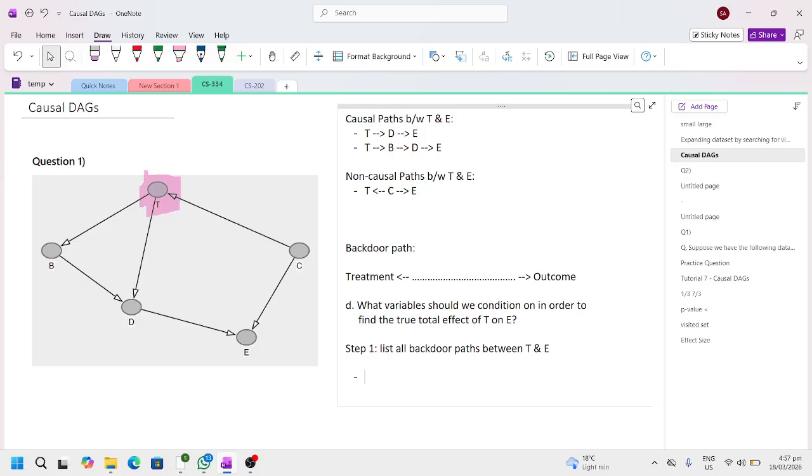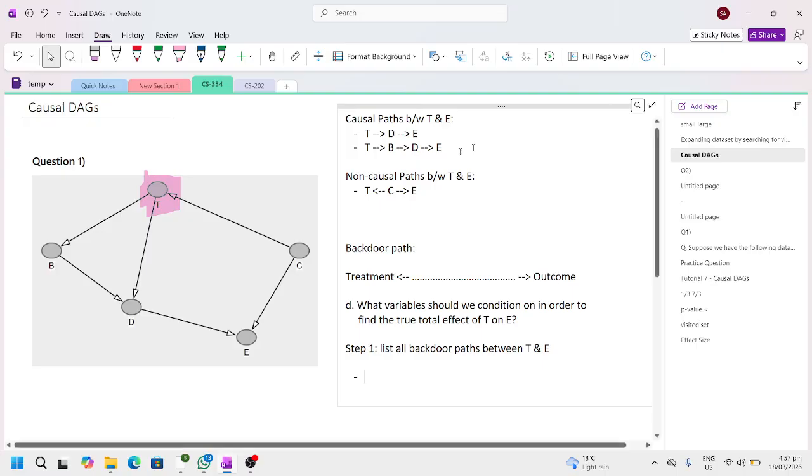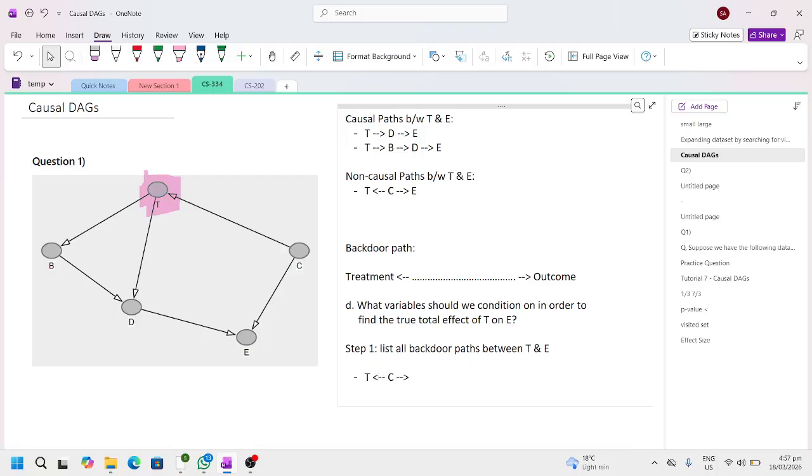बट ये वाली नॉन कॉजल पाथ इज डेफिनेटली अ बैकडोर पाथ बिकॉज T के अंदर भी एरो जा रहा है एट द स्टार्ट ऑफ द पाथ, और E के अंदर भी एरो जा रहा है एट द एंड ऑफ द पाथ. So this is the only backdoor path. Let's list it over here.